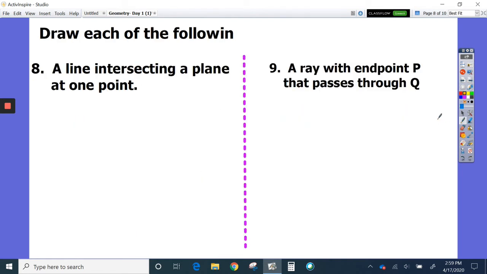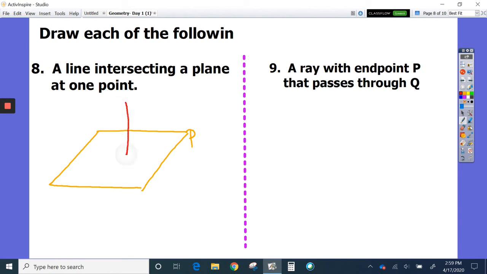Moving on, let's draw each of the following. A line intersecting a plane at one point. First you draw a plane. As we said, this is the representation of a plane. Let's call it plane P. The next thing we need to do is draw a line that intersects at only one point. That is, the line passes through this plane.